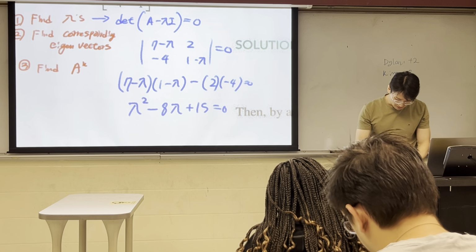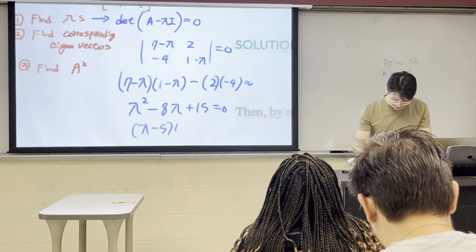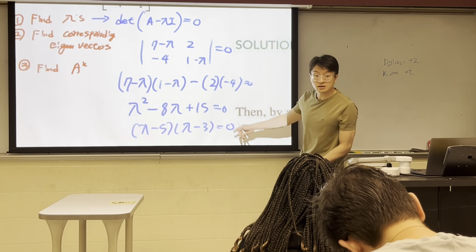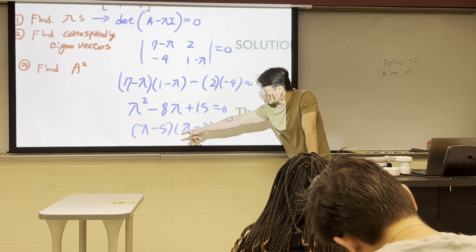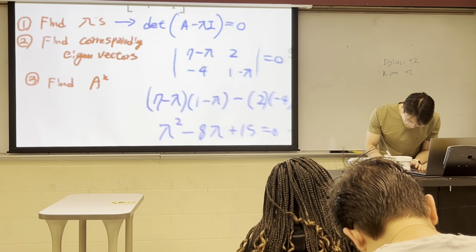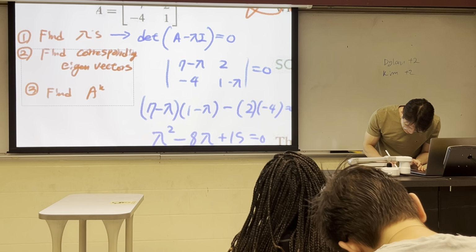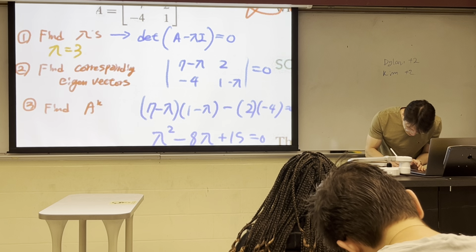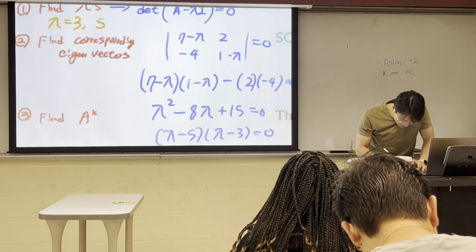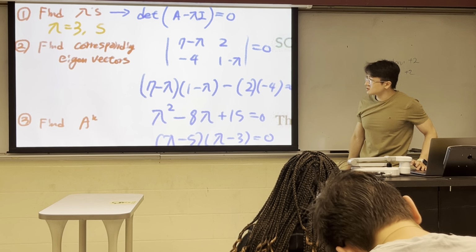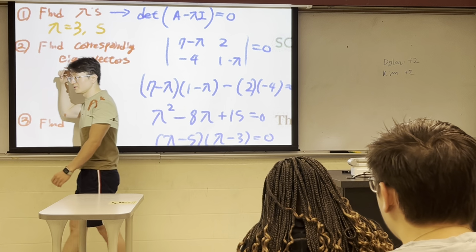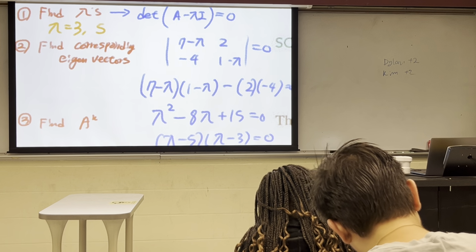Okay. So the lambda is what? 7 minus... Right? Okay. So lambda is what? 3 and 5. Therefore, eigenvalues are 3 and 5. Right? That's it. So first one is checked. So I found out lambda is 3 and 5. Second, find the corresponding eigenvectors. Eigenvector, find it for lambda 3 and also for lambda 5. Right, guys?